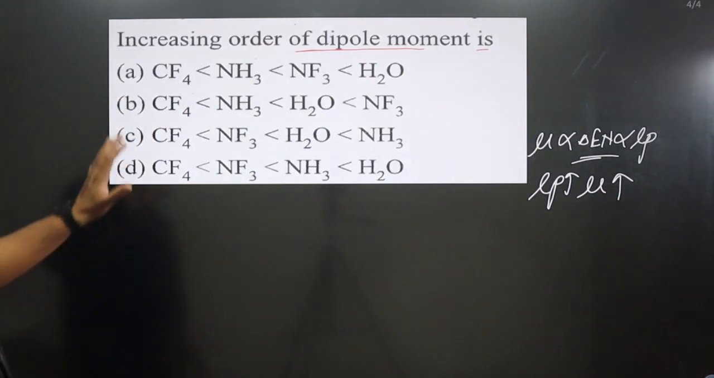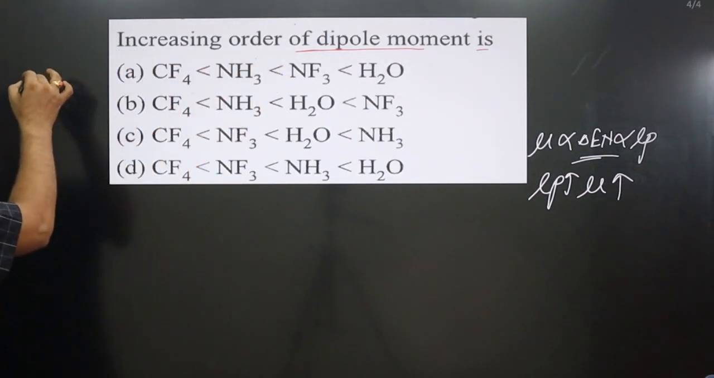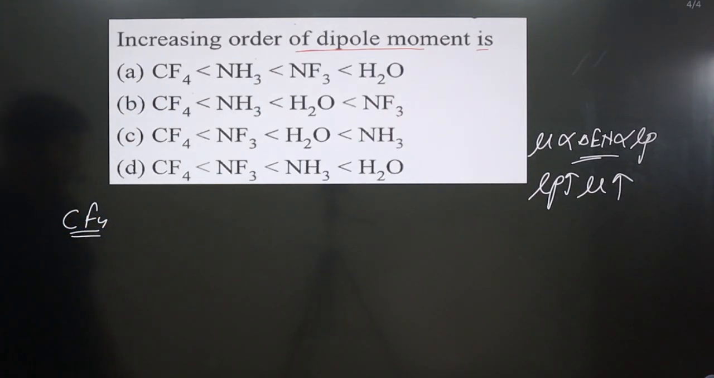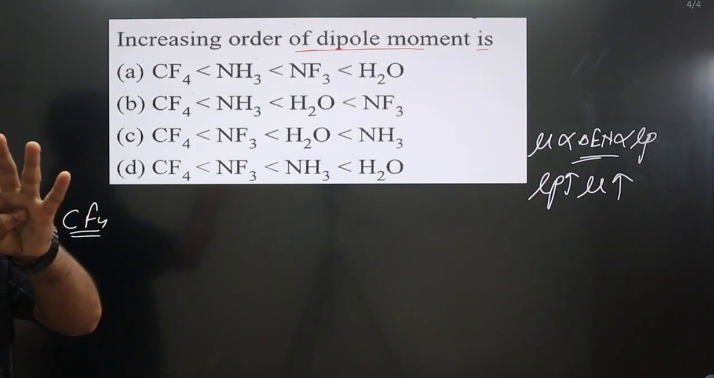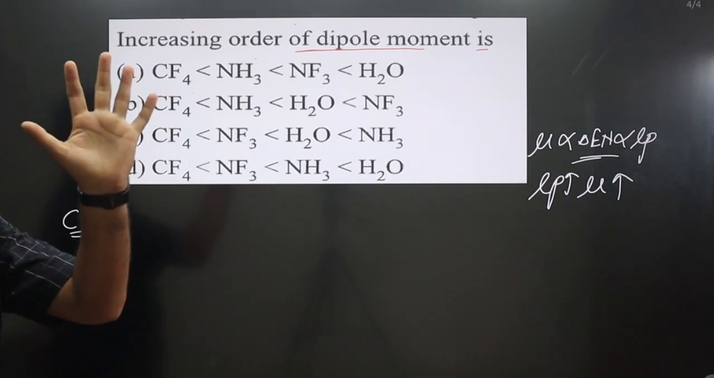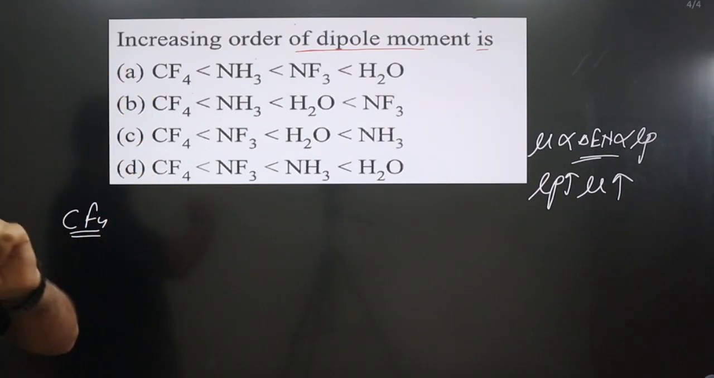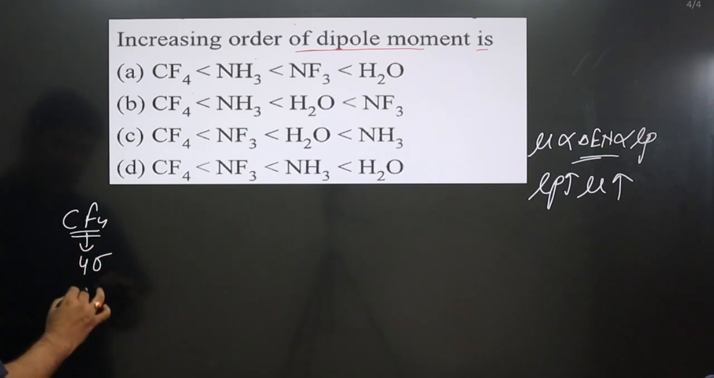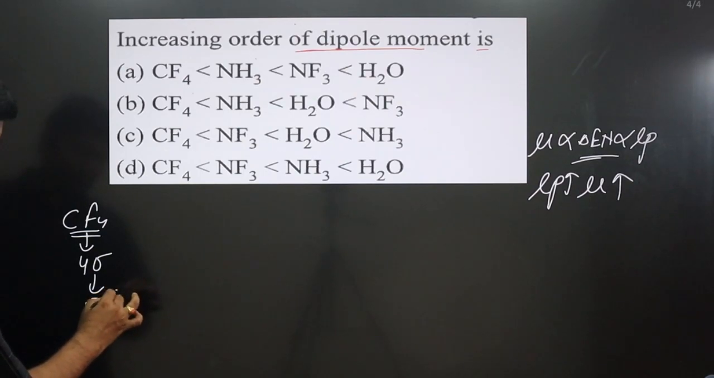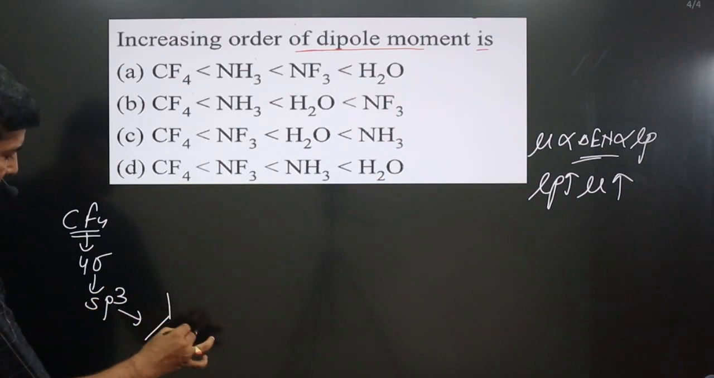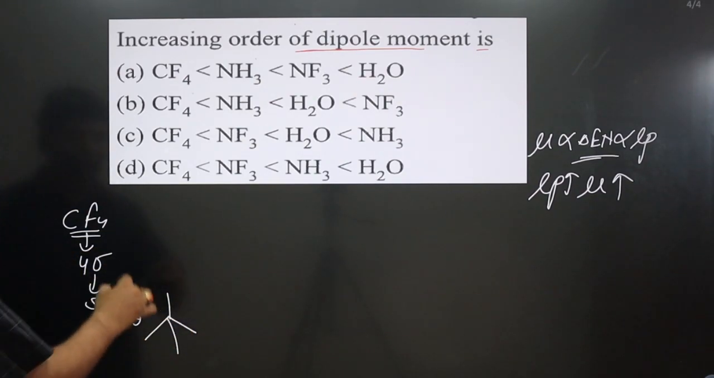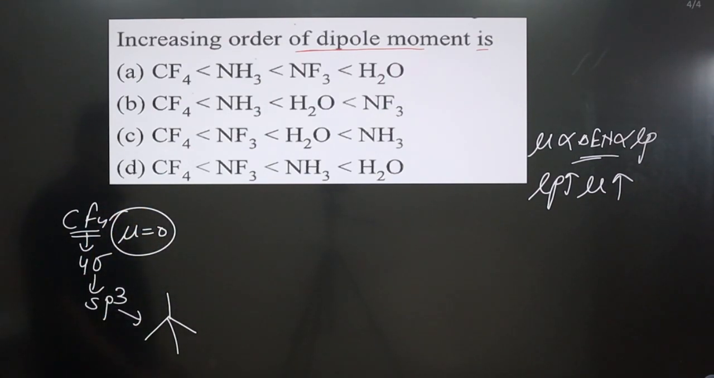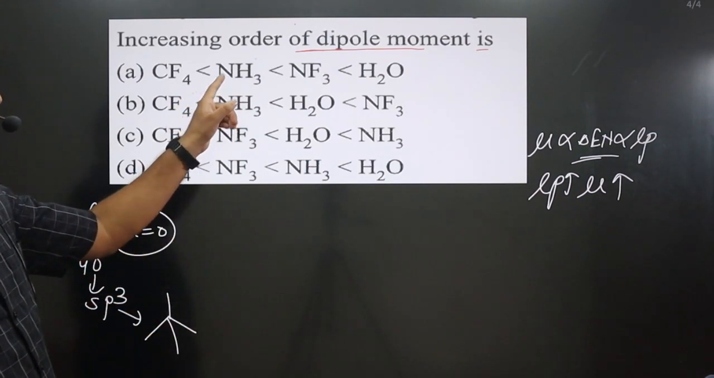We have four compounds. We have CF4. In this case, carbon is having four valence electrons and it is using all its valence electrons for the bond formation, means it does not carry any lone pair. Then how many bonds is it forming? Four sigma bonds. Then hybridization will be sp3, and from here we are getting tetrahedral geometry, that is the regular geometry, hence it has a zero dipole moment.